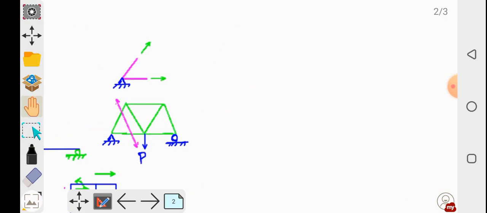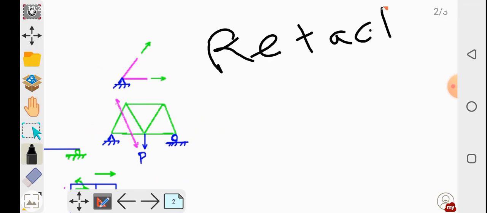Now what is reaction? What is the meaning of reaction? Actually, the word reaction is made of re plus action, right? But now what is the meaning of this? The meaning is that the reaction is something which resists the action.